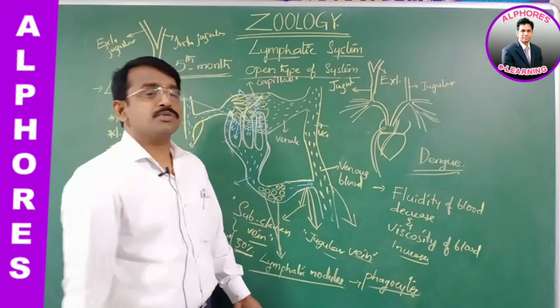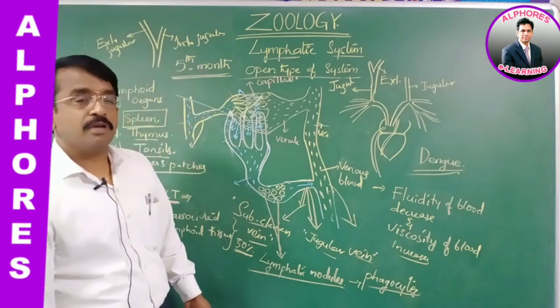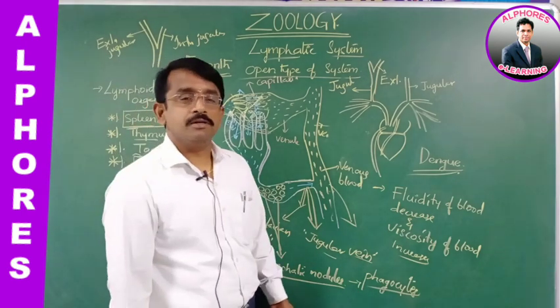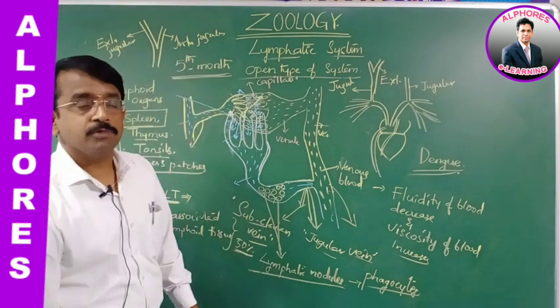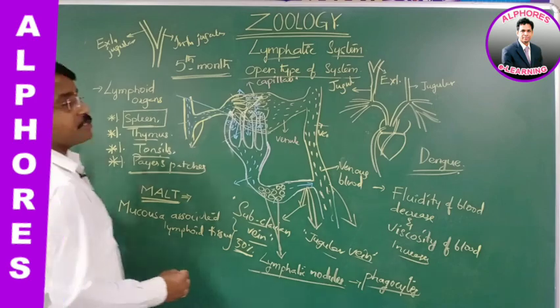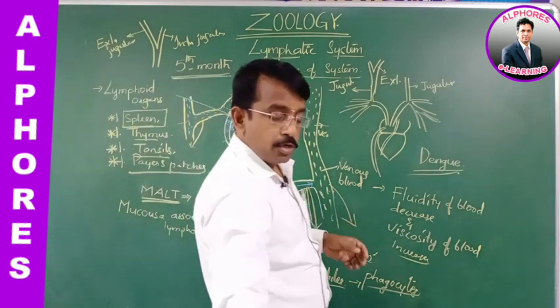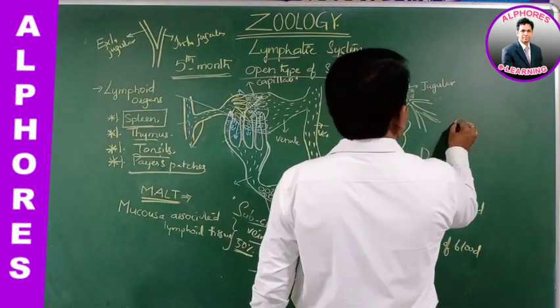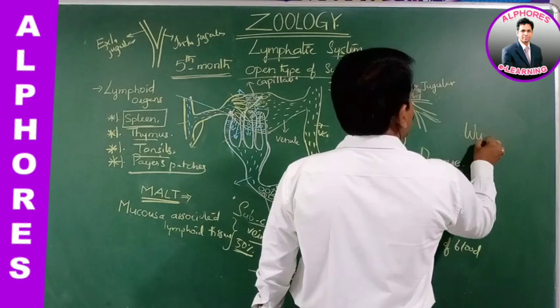And one more point to remember, we see an infection of the lymphatic system. You know very well, in the first year we discussed a pathogen named Wuchereria bancrofti.